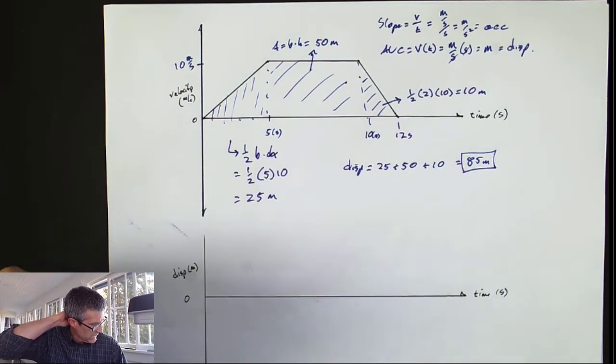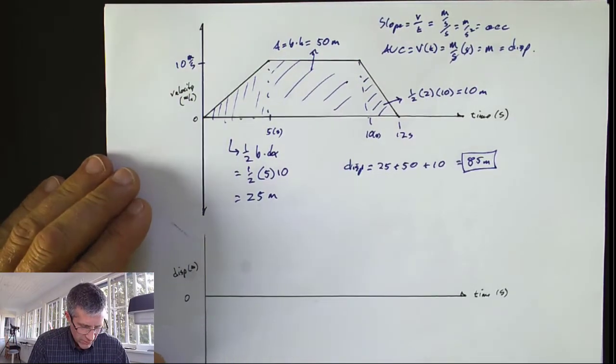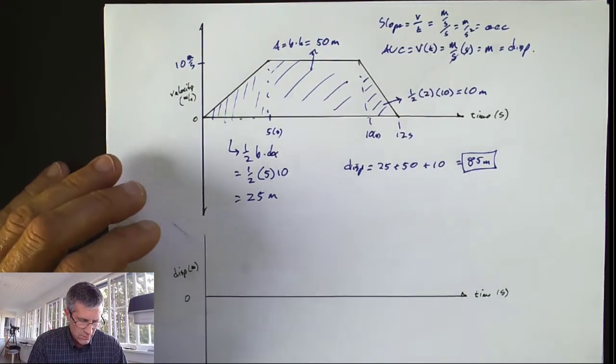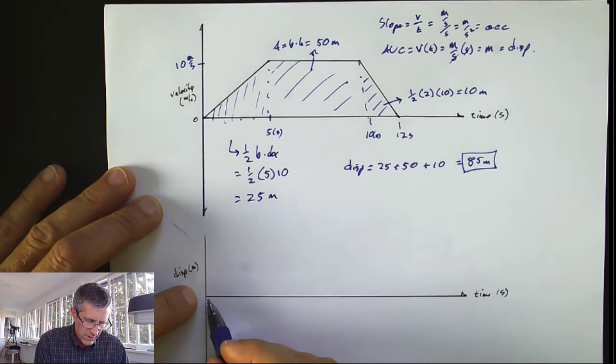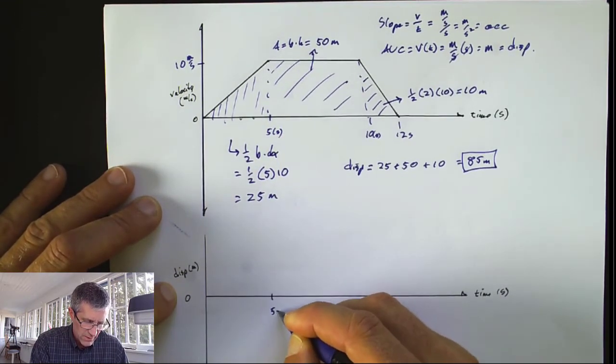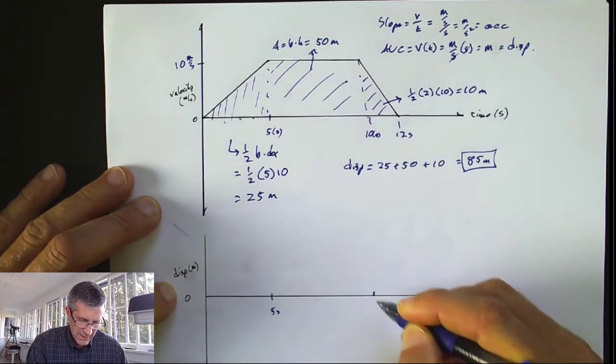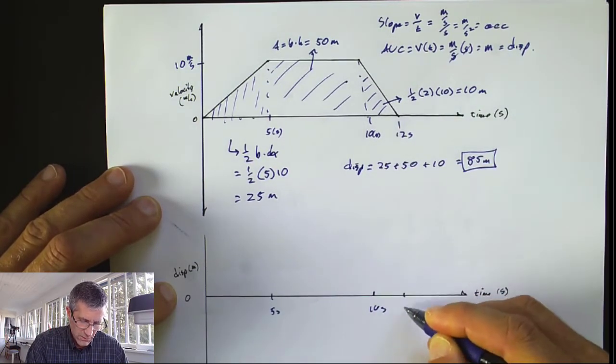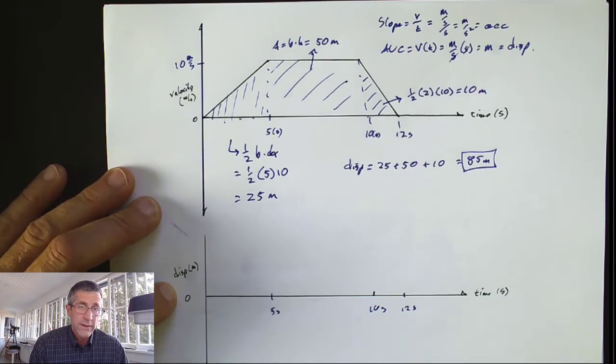Okay, so let's figure out. Oh, good grief. Well, we'll figure out. So I'm going to have displacement versus time. I'm going to make the same time points. So here, 5 seconds, I should be able to put a mark. 10 seconds, just put another mark. And 12 seconds. We can line these up so that it fits.